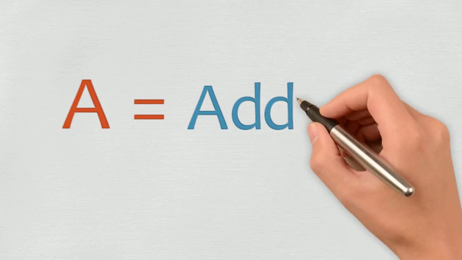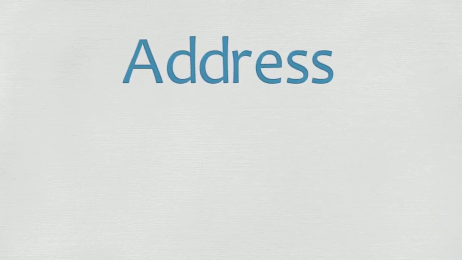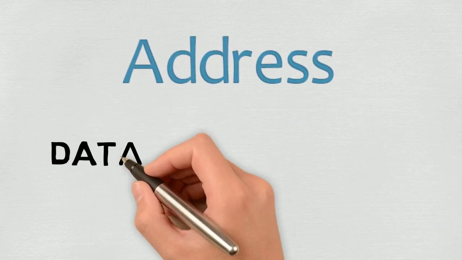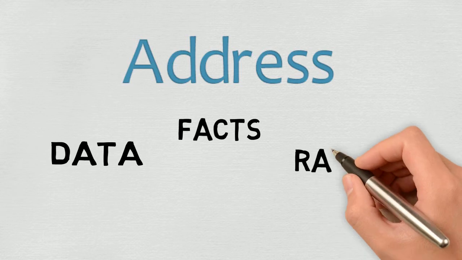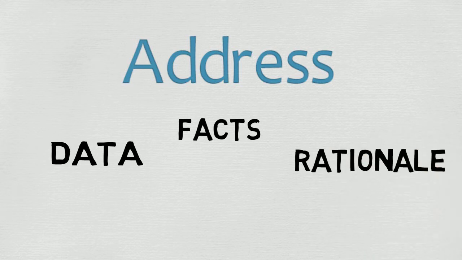So now A stands for Address. Well, what are we addressing? Well, we're addressing data. This can be quality scores, customer reviews, things like that. We're also going to be addressing facts. This is dates and times that the employee was late. And also we're taking a look at rationale, the behavior behind the behavior.